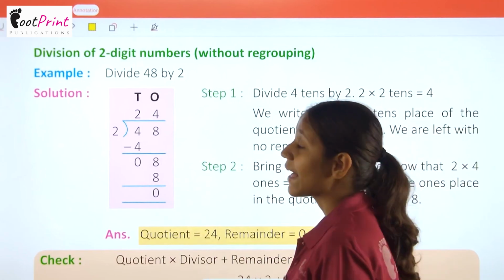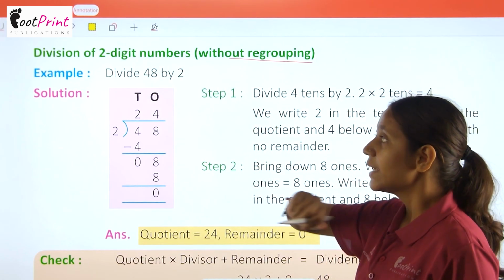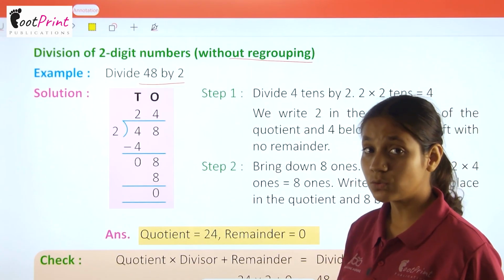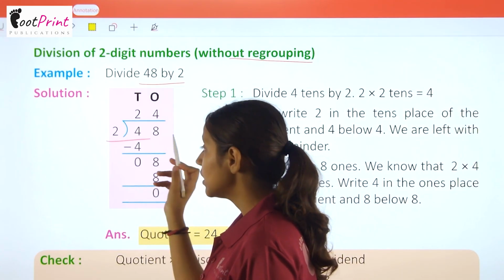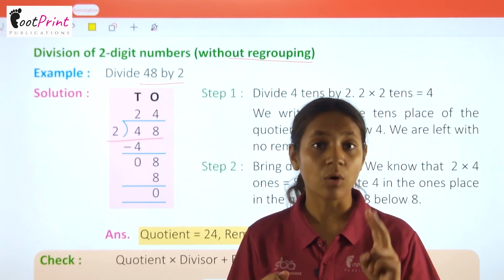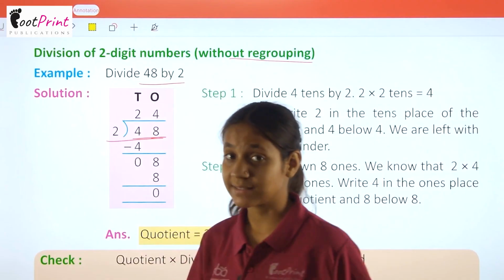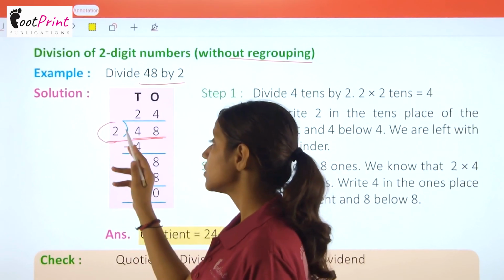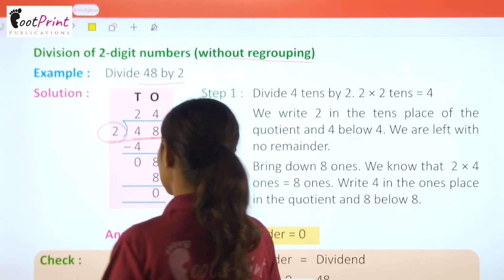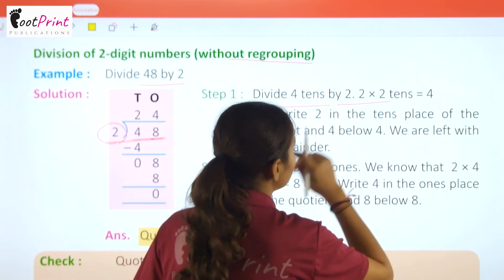Now we have division of two-digit number without regrouping. Divide 48 by 2. So here अब हमें क्या करना है? बिना regrouping के ही हमें division करना है of two-digit number. So here we have 48 as a dividend and divisor is 2 here. So simply हम एक एक कर कर करेंगे. Divide 4 tens by 2.